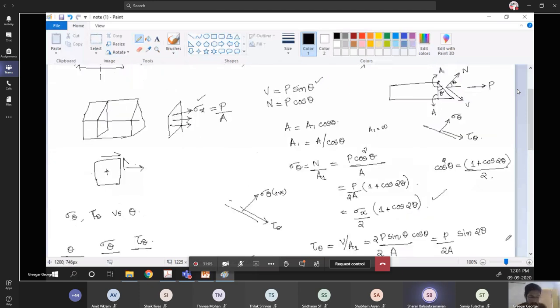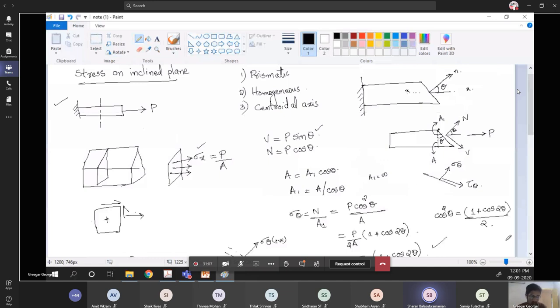Sir, so that means there is no defined cross section at 90 degrees. Yes, there is no defined cross section at 90 degrees, and also we have to define on which area we are defining the stress, the normal stress and the shear stress.